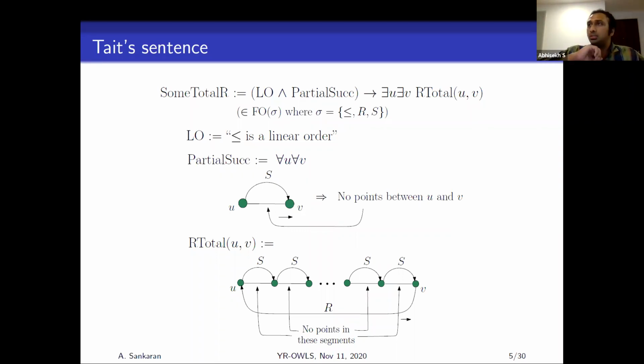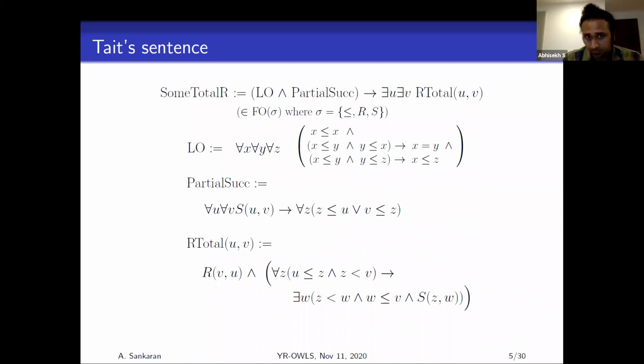Now, of course, I've shown this diagrammatically to you, and you must be wondering, well, this is reachability that you're saying from U to V. You're saying this is reachability via the S predicates. So how do I know that this is first order expressible? Well, here is the first order definition.